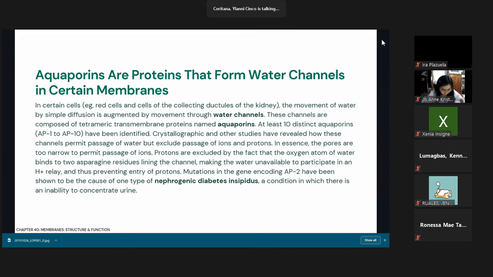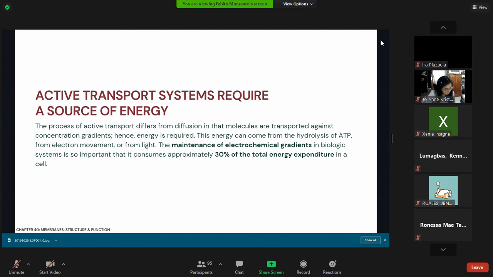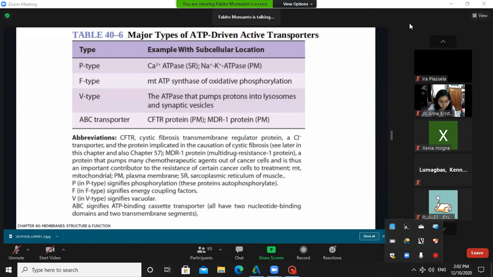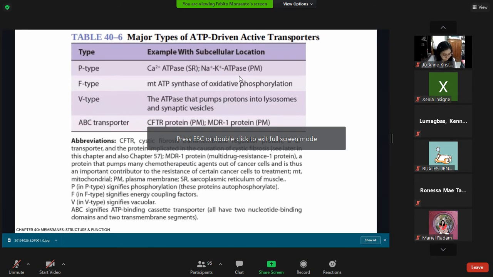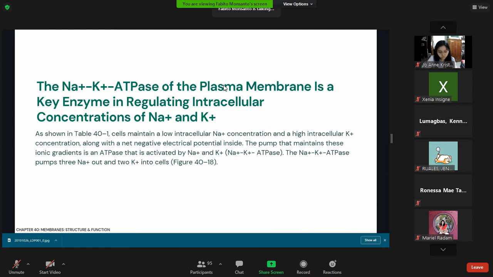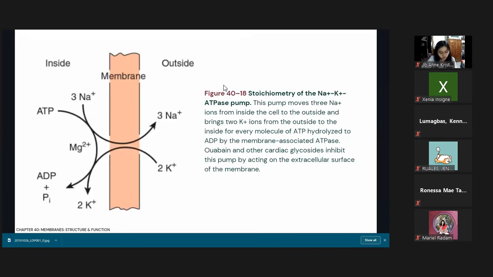Yes, Doc. Aquaporins. All right. How about this one? Oh, active transport. Hindi pa, Doc. Oh, wait. Okay. Done. Tapos na. And done. These types. Okay? Tapos na. Yes, Doc. Sodium, potassium, ATPase. Tapos na rin. Yes, done. This one.